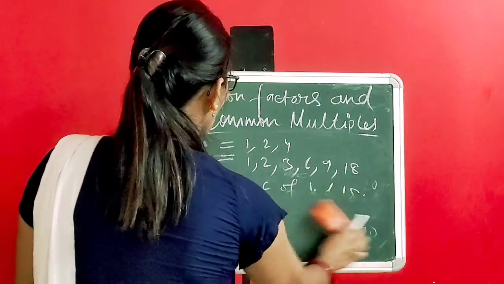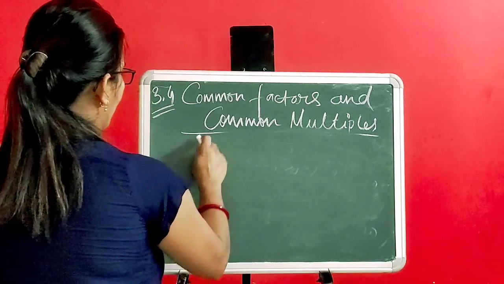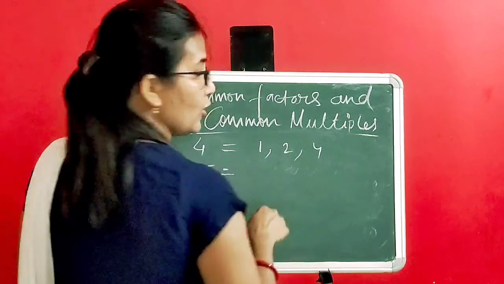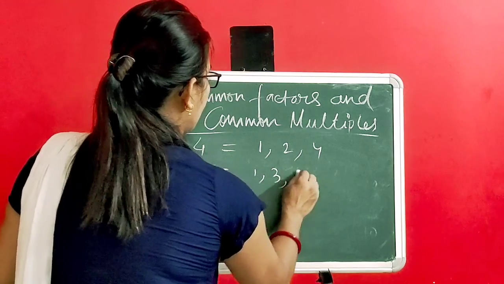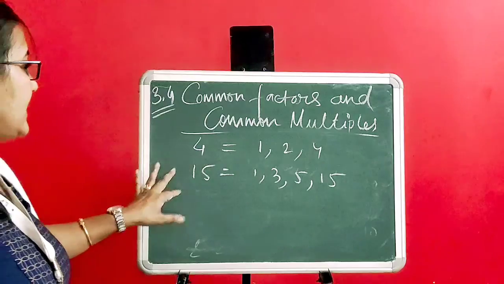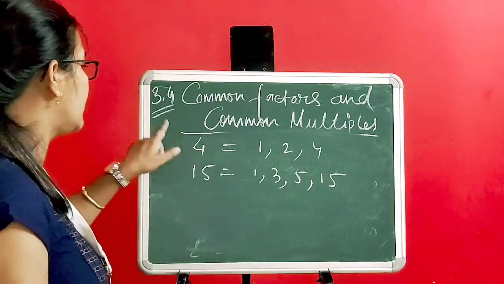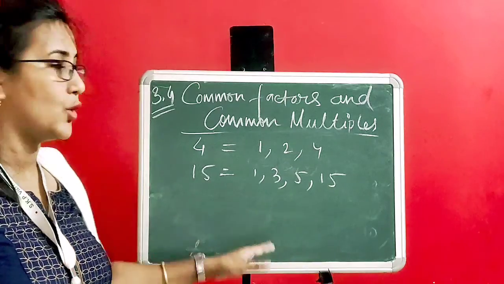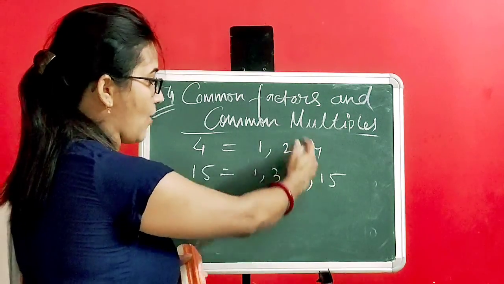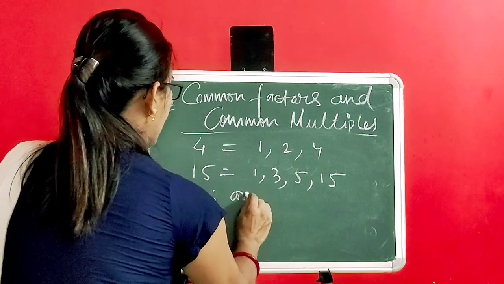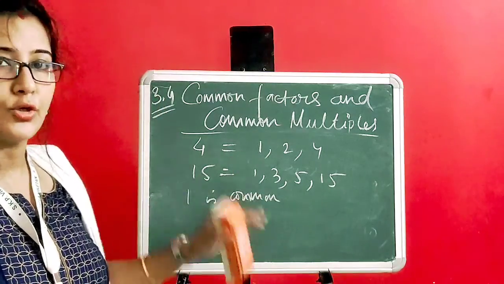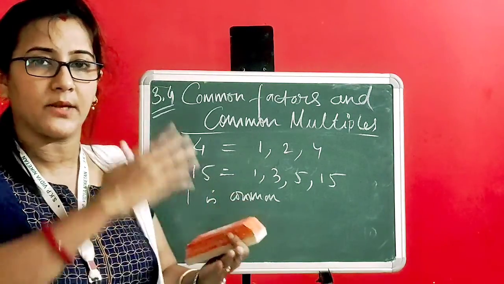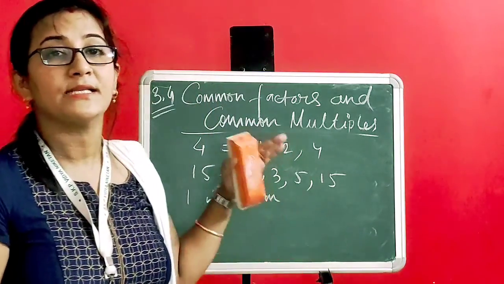Clear? This is how you need to find the common factors between any two given numbers. Now, one more thing. Suppose here 4 and here 15. For 4: 1, 2, 4. For 15: 1, 3, 5 and 15. If you have been asked to find the common factor between 4 and 15, first you write the factors of 4, then the factors of 15. Do you find any number common between these? No, only 1 is common. So when only 1 is the common factor between two numbers, then those numbers are known as co-prime numbers.